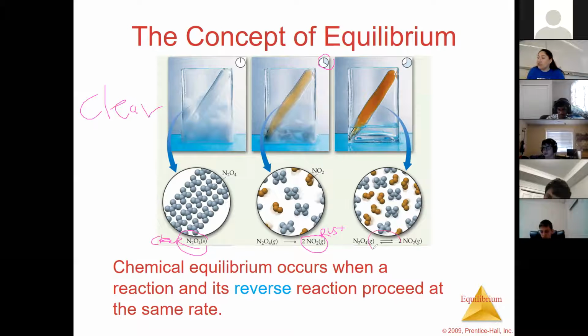Now it's reached an equilibrium. It's a little bit darker. It's reached its happy spot where N2O4 is turning into NO2 just as fast as NO2 is turning back into N2O4. See these two little brown ones come together to make this, and this bond breaks to make these two. And they're happening just as fast, at the same rate. And that's what chemical equilibrium is. And we show that by this little double half arrow. And that occurs when a reaction and its reverse proceed at the same rate.